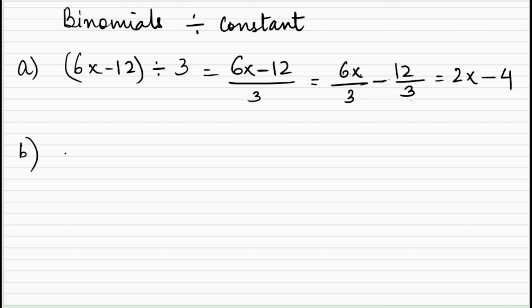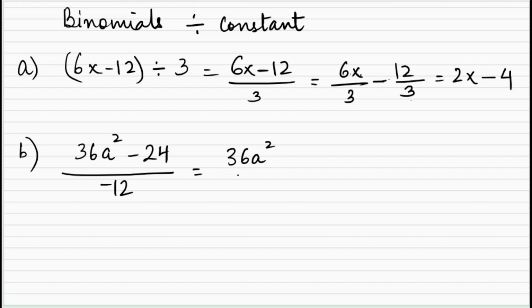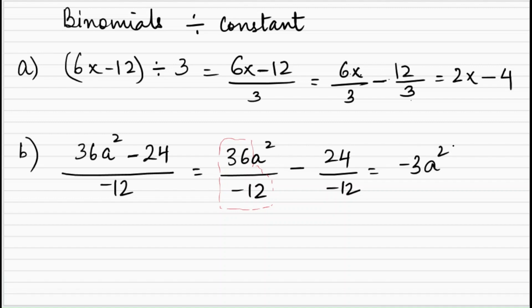Let's take one more: 36a square minus 24 divided by negative 12. This time my constant is negative. Can I separate the terms? Of course. I can write this expression as the difference of two fractions: 36a square divided by negative 12, minus 24 divided by negative 12. What is 36 divided by negative 12? It is negative 3a square. A square cannot be solved further; it's the only a square term. Minus, what is 24 divided by negative 12? It is negative 2, and two negatives make a positive. So it's negative 3a square plus 2, and that is our answer.